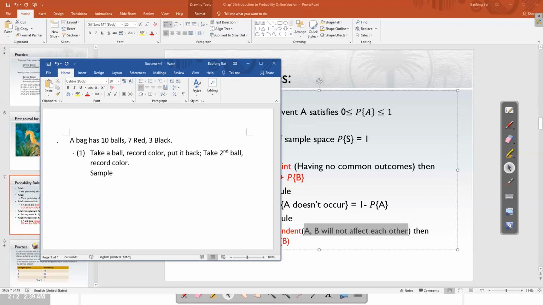For this random process, what will be the sample space? When you talk about the sample space, you always need to think about what is being recorded, right? In this case, we're recording the colors of the 2 balls we take, right? So what are the possible outcomes? We could have first ball red and second ball red, right? First ball red, second ball black. First ball black and second ball red. First ball black and second ball black, right? So that's our sample space.